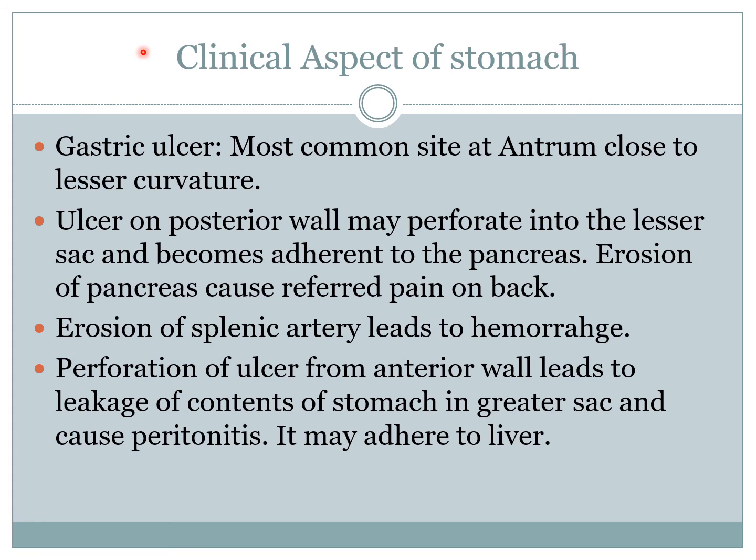Second, an ulcer on the posterior wall may perforate into the lesser sac and become adherent to the pancreas. Erosion of the pancreas causes referred pain in the back. Erosion of the splenic artery leads to hemorrhage. Perforation of an ulcer from the anterior wall leads to leakage of stomach contents into the greater sac and causes peritonitis. It may adhere to the liver.